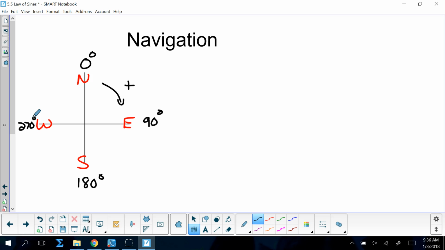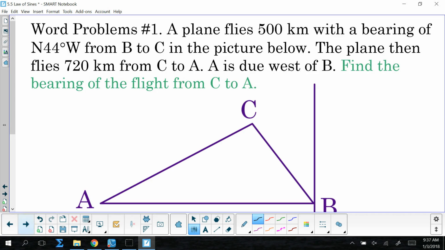Okay? With me? All right. Now, we're on the second sheet, the law of sines side, because there's a law of cosine side, which you'll need for next week. So the first problem is, a plane flies 500 kilometers with a bearing of north 44 degrees west from B to C in the picture below. The plane then flies 720 kilometers from C to A, and A is due west of B. Find the bearing of the flight from C to A.